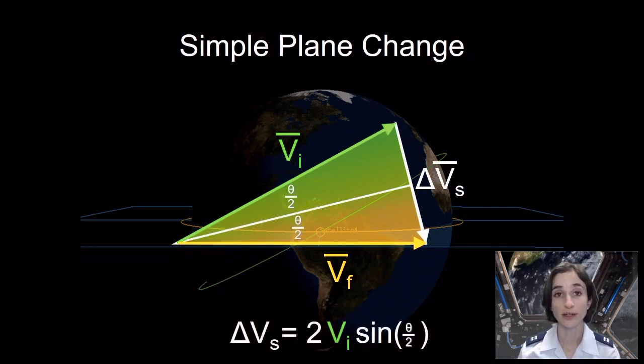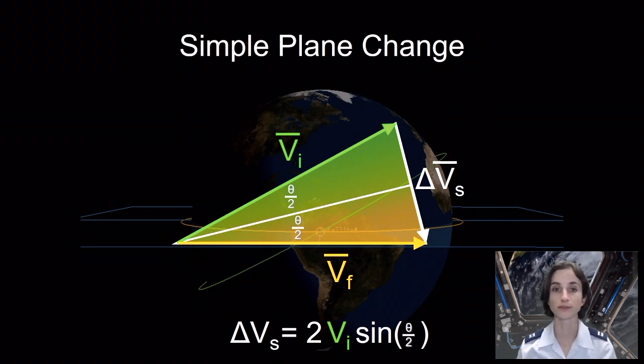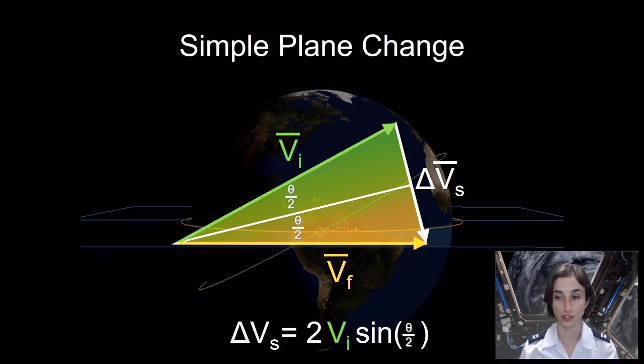By drawing a line down the center of the triangle, we create two right triangles, and this allows us to find our equation for delta VS, or delta V simple, which is 2 times velocity initial times the sine of theta over 2.